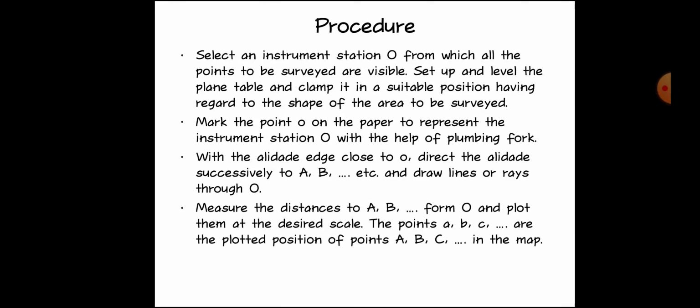Mark the point o on the paper to represent the instrument station O with the help of a plumbing fork. With the alidade edge close to o, direct the alidade successively to A, B, etc. and draw lines or rays through o. Measure the distances to A, B from O and plot them at the desired scale. The points a, b, c are the plotted positions of points A, B, C in the map.